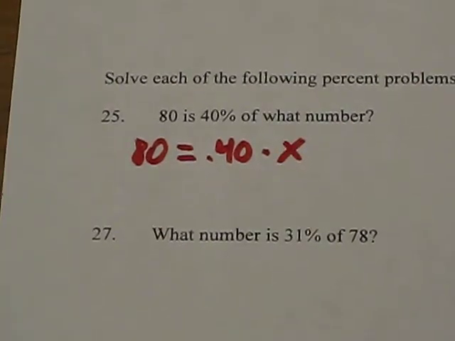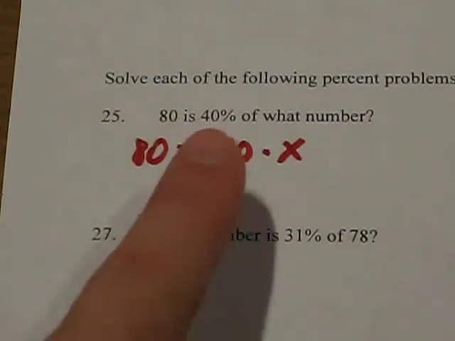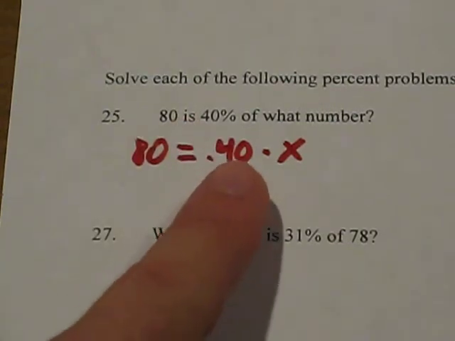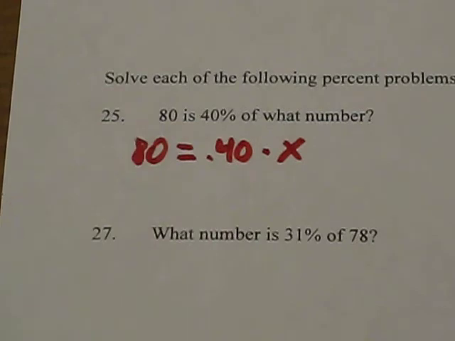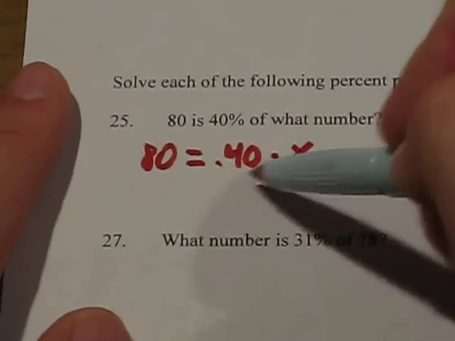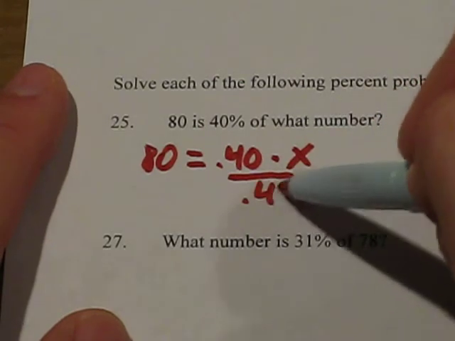And then this becomes a situation where you can just solve for x. Who's bothering x? Well, the number that's bothering x is the 0.40 multiplied by x. What's happening is multiplication, and we're going to do the opposite. So we would divide both sides by 0.40.